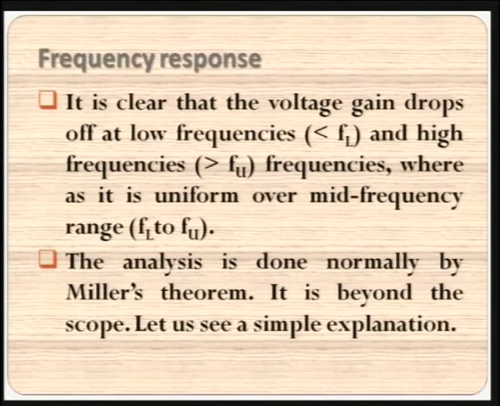It is clear that the voltage gain drops off at low frequencies, less than FL, the lower cutoff frequency, and at high frequencies, greater than FU, whereas it is uniform over the mid frequency range, that is between FL and FU. The analysis is done normally by a theorem called Miller's theorem, but the theorem is beyond the scope. So, let us see a simple explanation here.